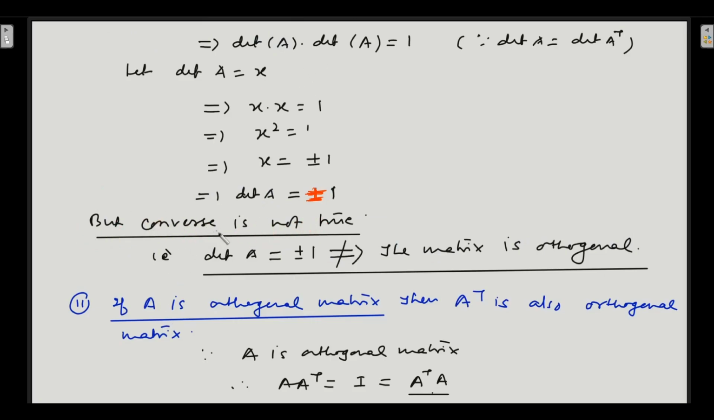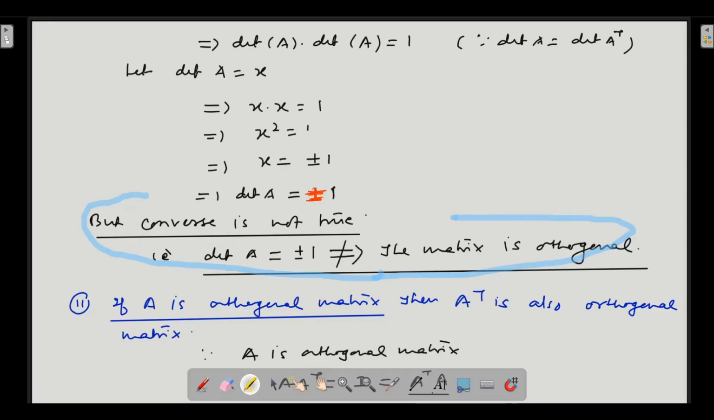But the converse is not true. This is a very important fact. Keep this in mind. Which converse is not true? If a matrix is orthogonal, its determinant will be plus minus 1. But if the determinant of a matrix is plus minus 1, then it does not imply that the matrix is orthogonal.